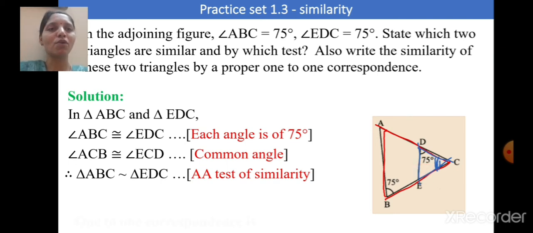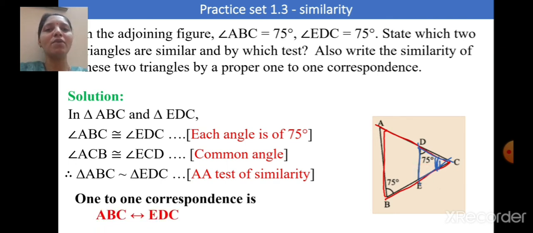So your correspondence will be ABC corresponds to what? EDC. Okay. So this is the one-to-one correspondence between these two triangles. So it was very simple sum. I hope everyone has understood this.